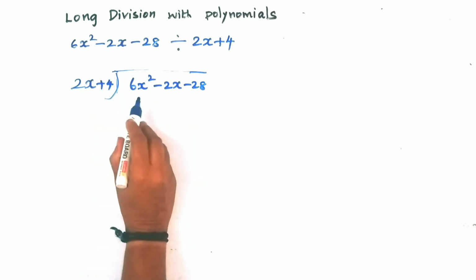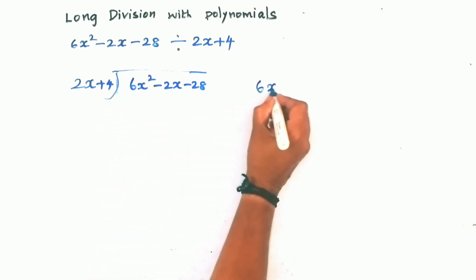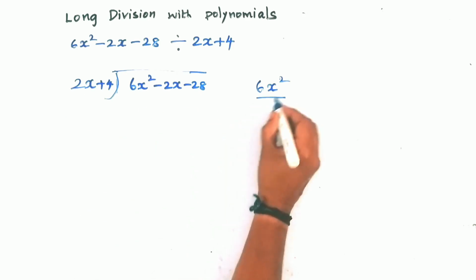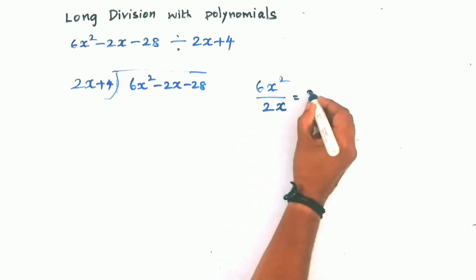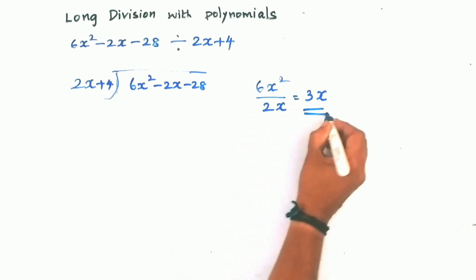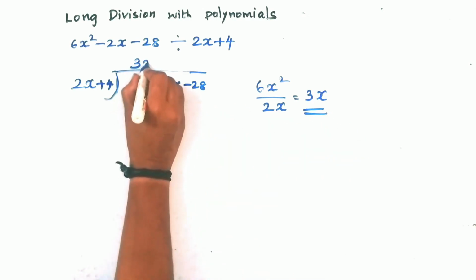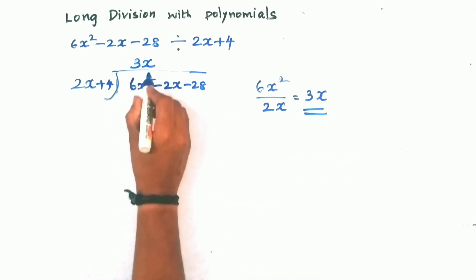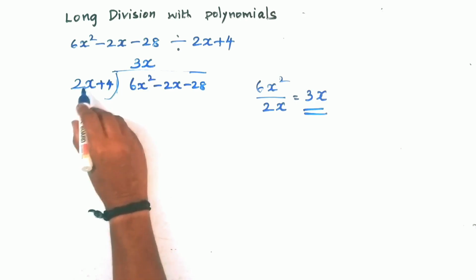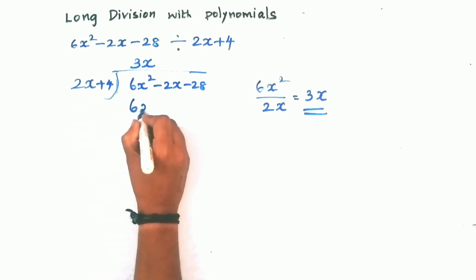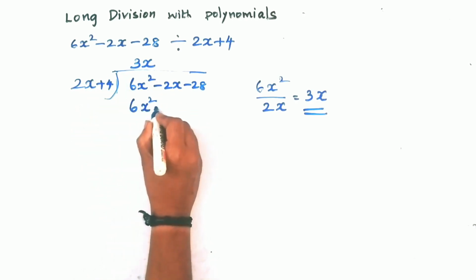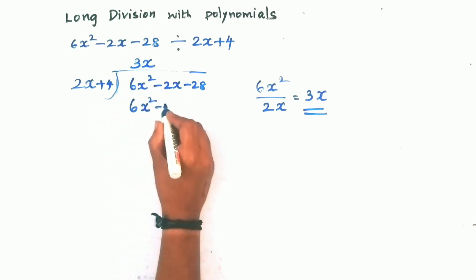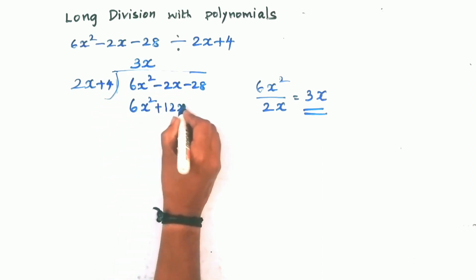First we have to divide 6x² by 2x. So we will get 3x. This 3x we have to write in the quotient. After dividing, we have to multiply 2x and 3x, which is 6x², plus 4 and 3x, plus 12x.